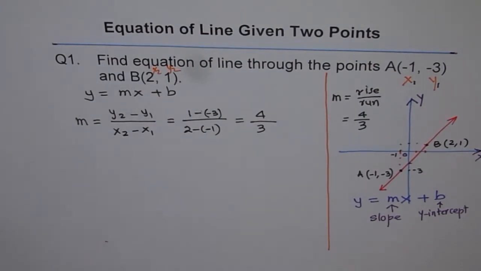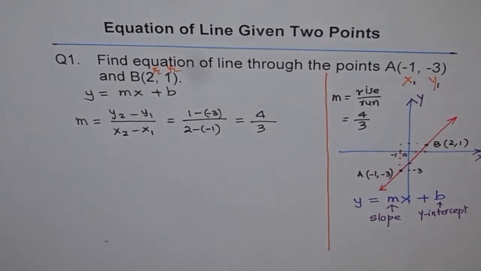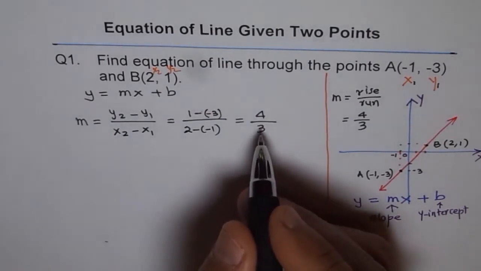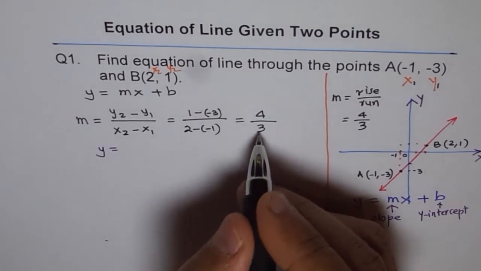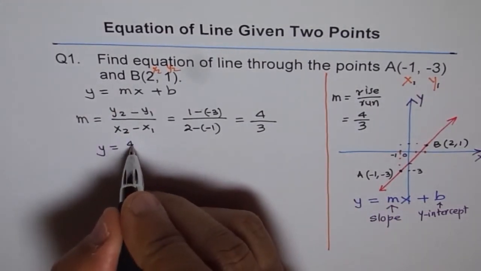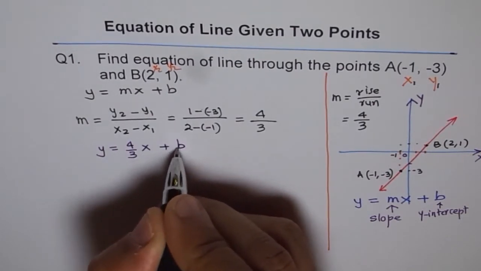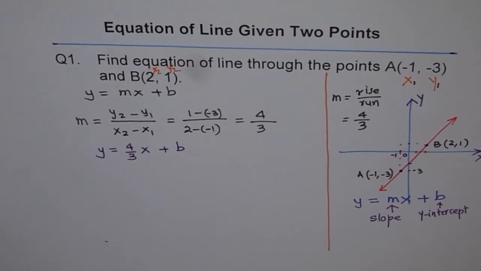Now we know the slope. Once we know the slope, then we can always put the value here and get back to our equation. So that's the second part now. We are trying to find the y-intercept. So we rewrite our equation. We write this as y equals 4 over 3, the slope, x plus b. Still, we need to find what b is, the y-intercept.